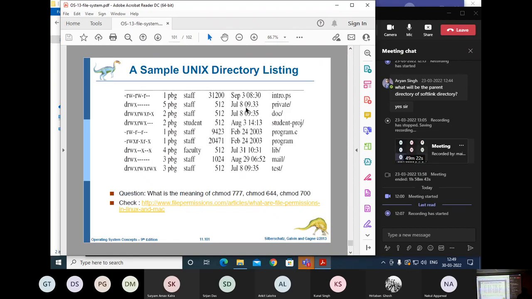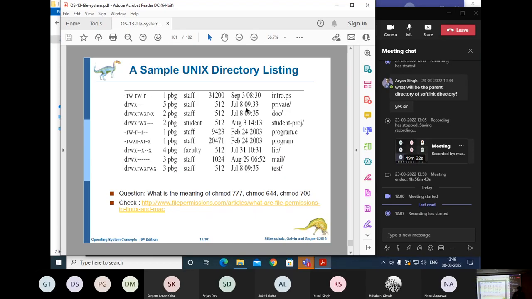So how would your 001 look like? Dash, R is not there. W dash, W is not there. X. Now go ahead. I'm not going to talk about this. 777, you already know that everyone can read and execute. Look into what 644 and 700 means.